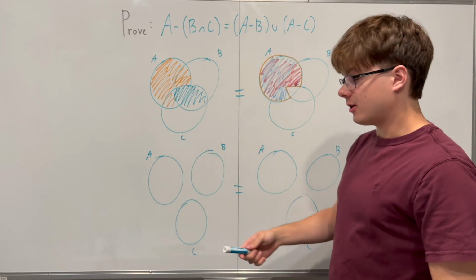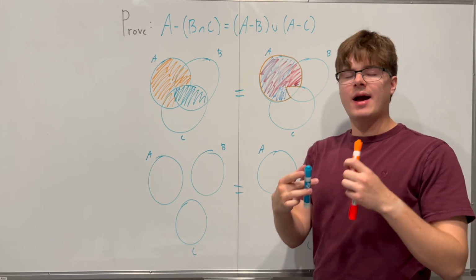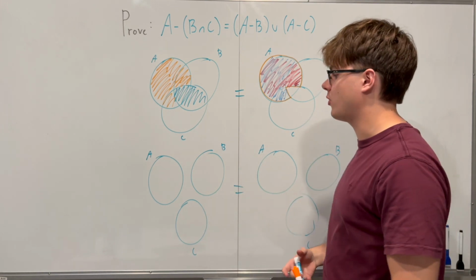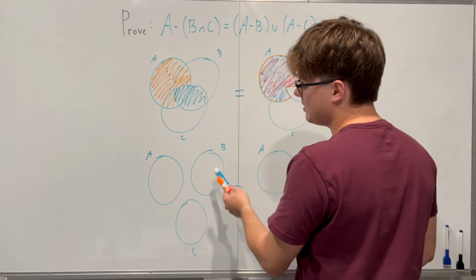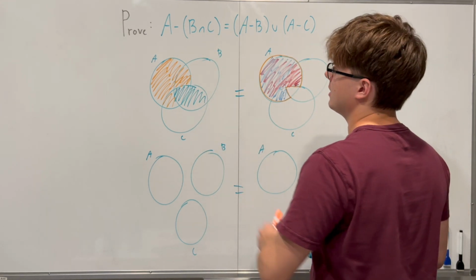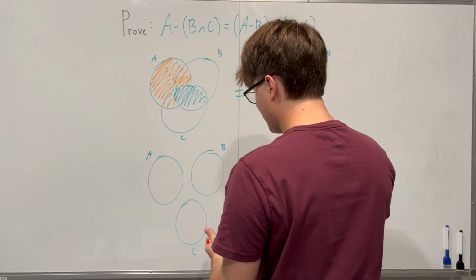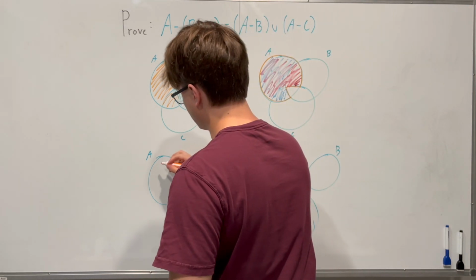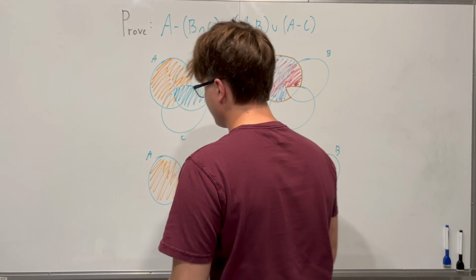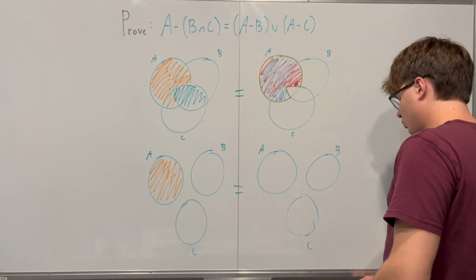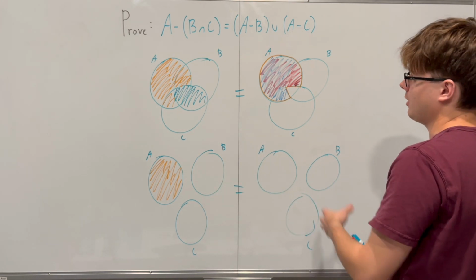Okay, what if in our second case, the three sets have absolutely nothing in common with each other at all? They don't share anything. Well, then B intersect with C is going to be nothing. There's no intersection for us to shade in. So A minus that nothing is just going to give us back our original set A. So we just shade in all of A.